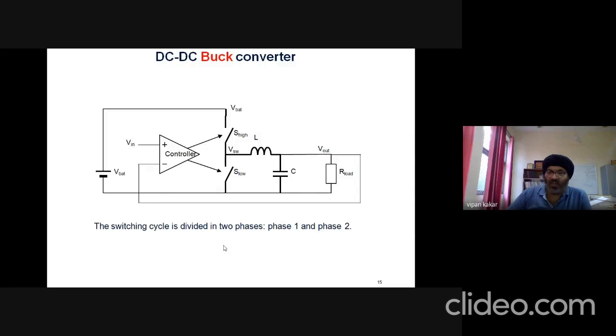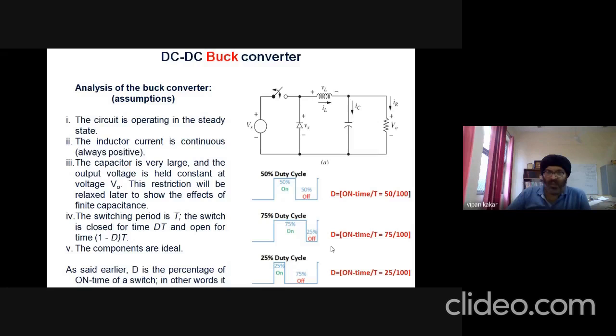So for continuous mode, let's say we start with the continuous mode. For the continuous mode, we only have two phases. So this converter works in two phases only. Phi 3 and phi 4 are not there. For discontinuous, we'll see later on, where we'll be discussing all four phases. Let's start with the buck converter for continuous mode of operation.